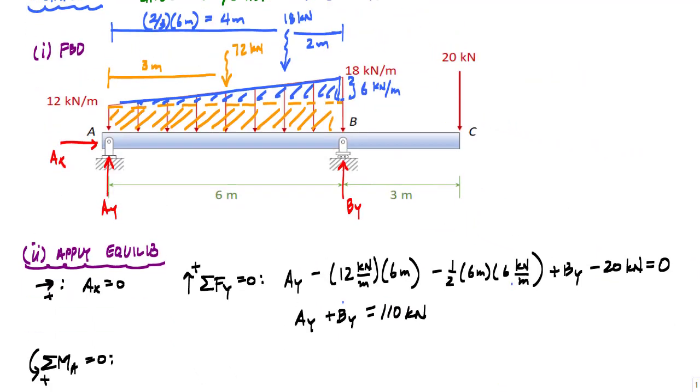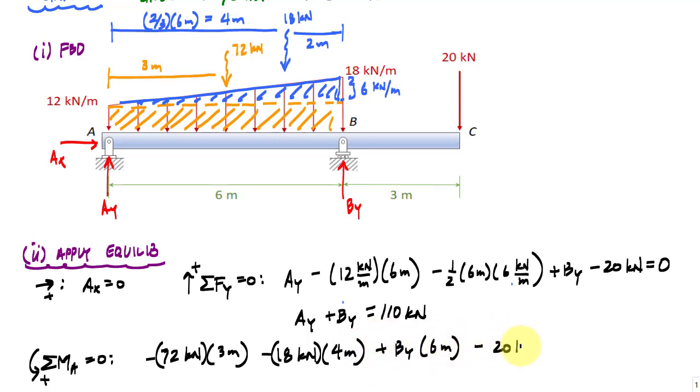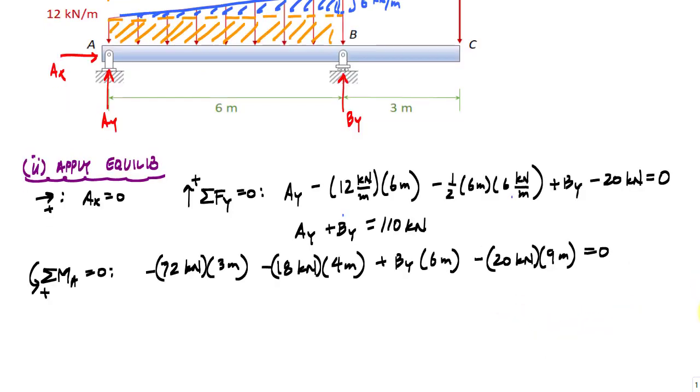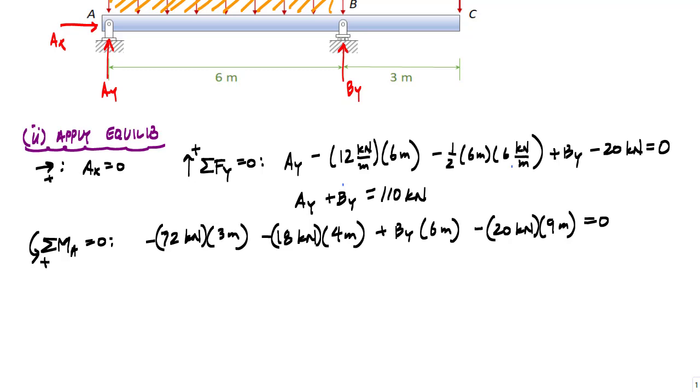So the sum of the moments about point A will be negative 72 times 3 meters minus 18 kilonewtons times 4 meters plus BY times 6 meters minus 20 kilonewtons times 9 meters, and all this equals 0. And I'll have one equation, one unknown here, and I can solve for BY.